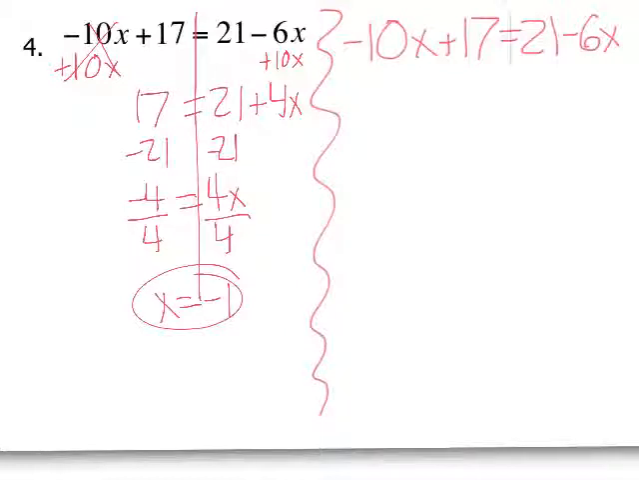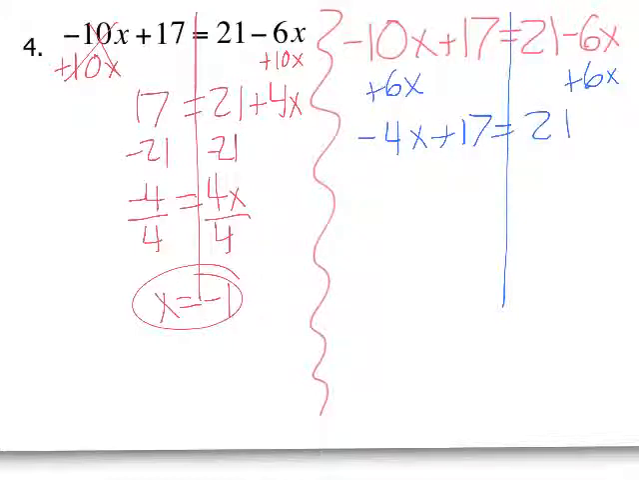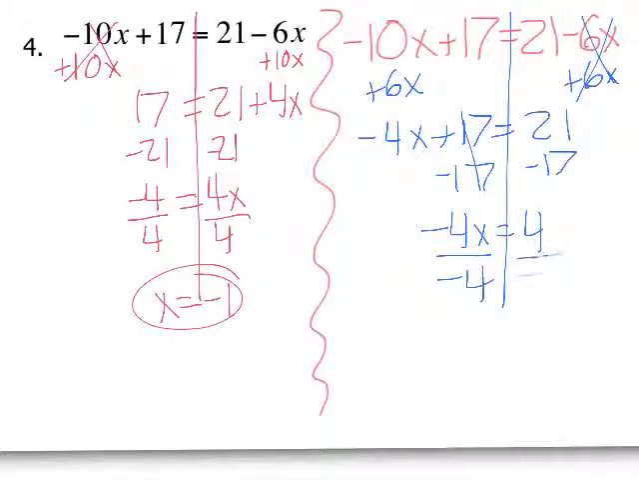Okay, alternatively, what if I take negative 6x to the other side? So I add 6x to both sides. So I have negative 4x plus 17 equals 21, and this is gone. Subtract 17 from both sides. I get negative 4x equals positive 4. Divide by negative 4 on both sides, and I still get x equals negative 1. Okay, so it really doesn't matter which way you do it. There's one method that will get you a positive x versus a negative x, but it doesn't honestly matter.